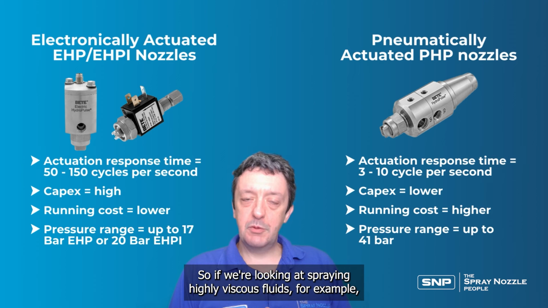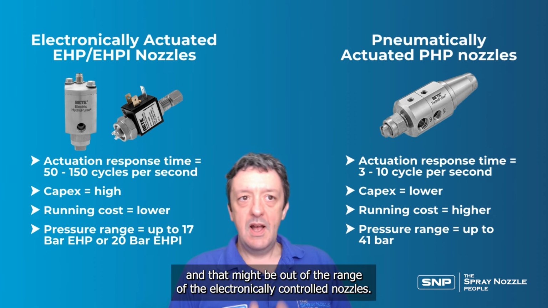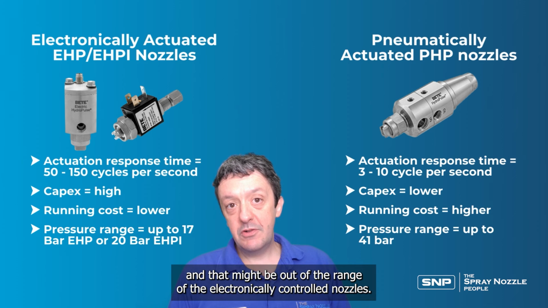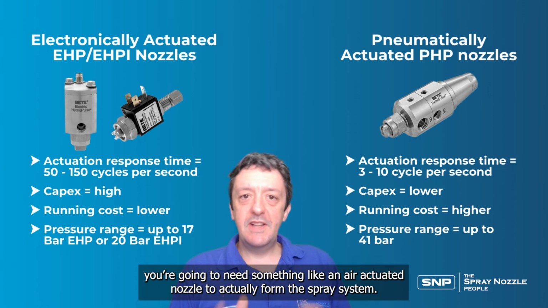So if we're looking at spraying highly viscous fluids, for example, we might need higher pressures to spray them, and that might be out of the range of the electronically controlled nozzles, in which case you're going to need something like an air actuated nozzle to actually perform the spray system.